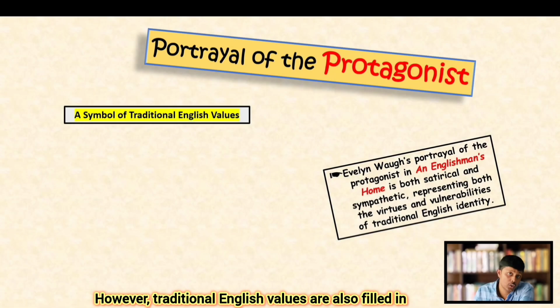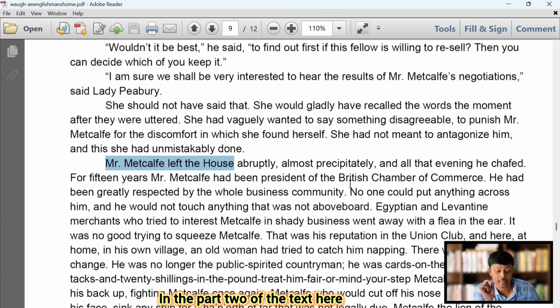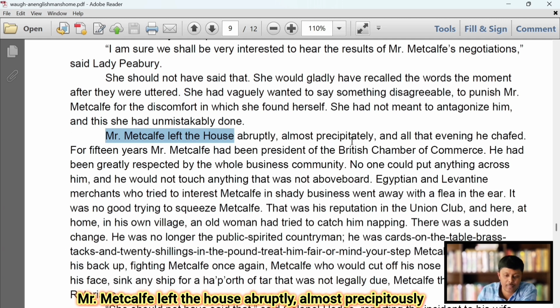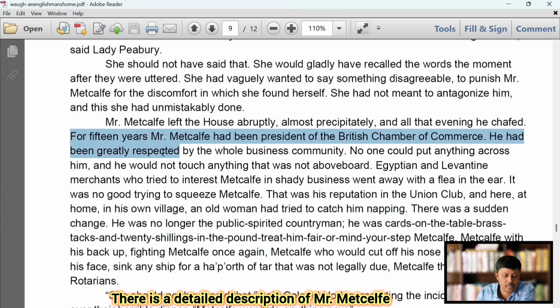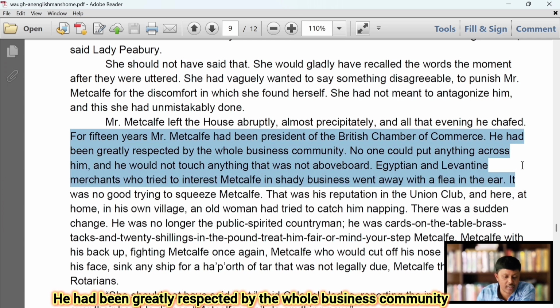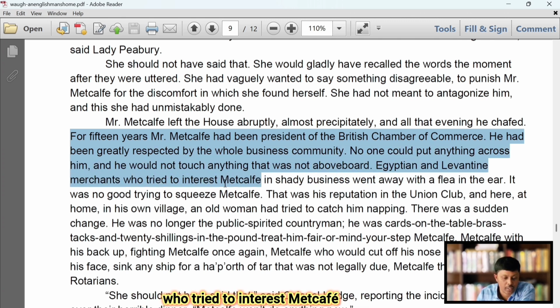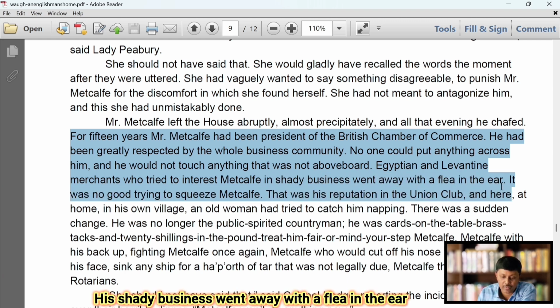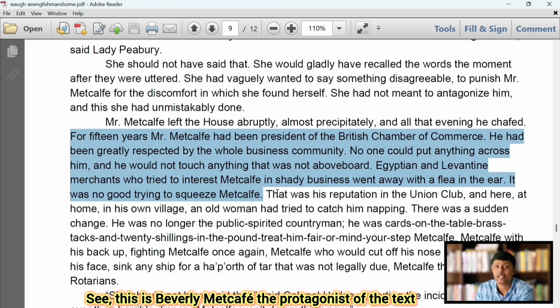Traditional English values are also found in different parts of the text. In part two of the text here, Mr. Metcalfe left the house abruptly, almost precipitately, and all that evening he slept. For 15 years, Mr. Metcalfe had been president of the British Chamber of Commerce. See here, there is a detailed description of Mr. Metcalfe. He had been greatly respected by the whole business community. No one could put anything across him, and he would not touch anything that was not above board. Egyptian Levantine merchants who tried to interest Metcalfe in shady business went away with a flea in the ear. It was no good trying to squeeze Metcalfe. That was his reputation in the Union Club. See, this is Beverly Metcalfe, the protagonist of the text.